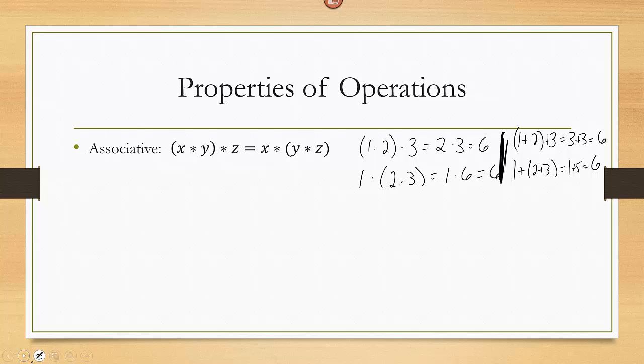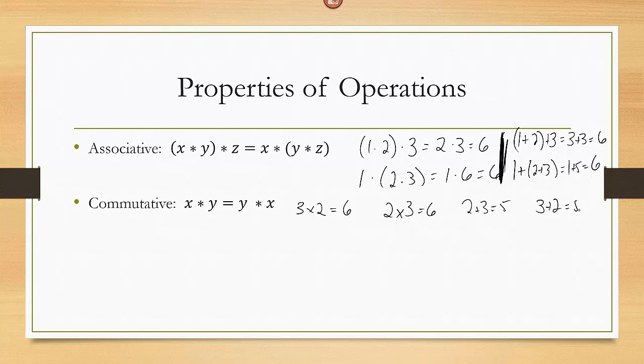Next is the commutative law, or property, sorry. The commutative law states that we can swap our numbers and still come to the same answer. So x times y will equal y times x. We can say we have 3 times 2, and that will equal 6. But also 2 times 3, that also equals 6. Again, this also works with addition. So 2 plus 3 equals 5, while 3 plus 2 equals 5.